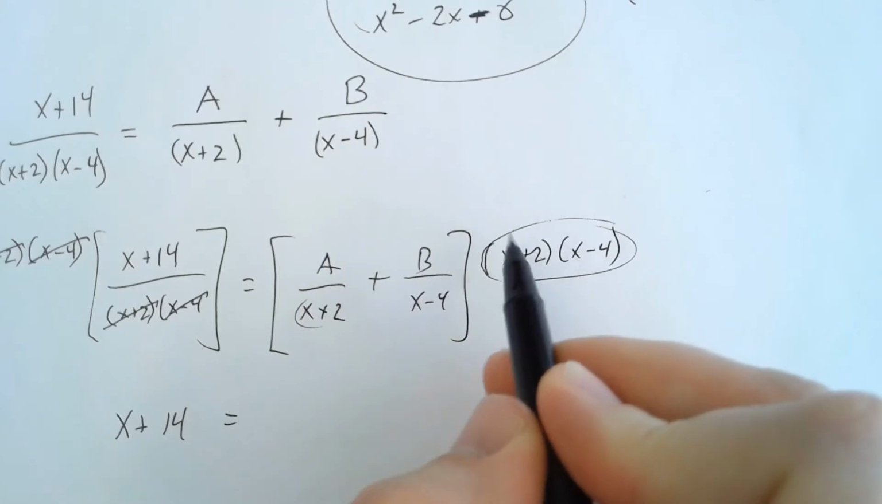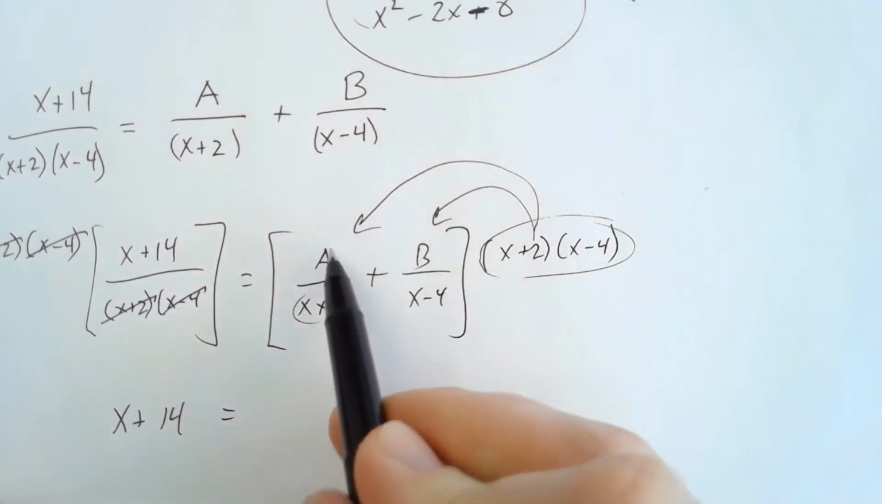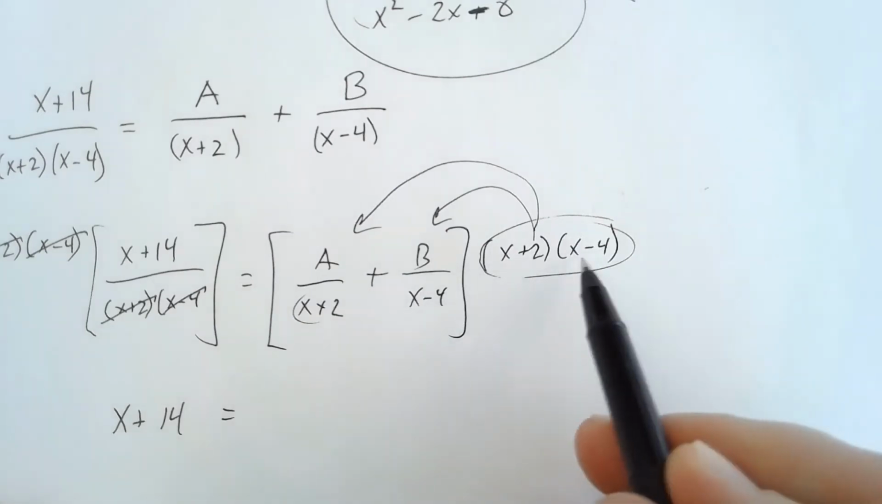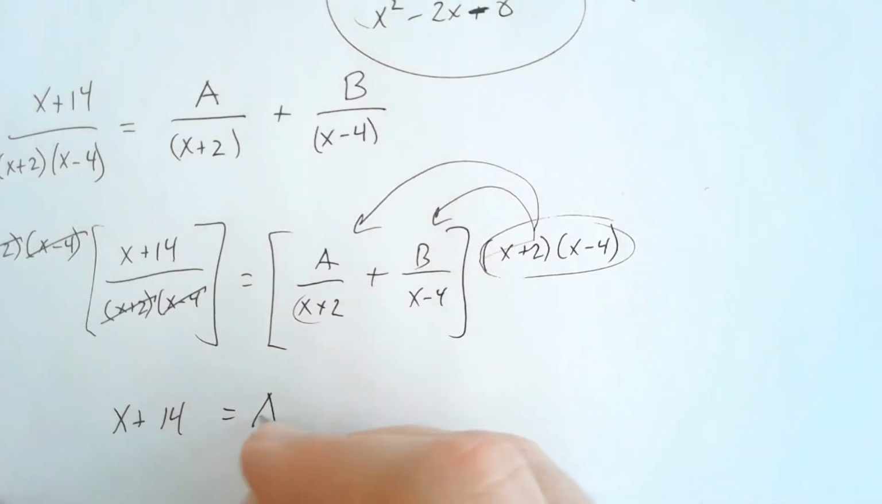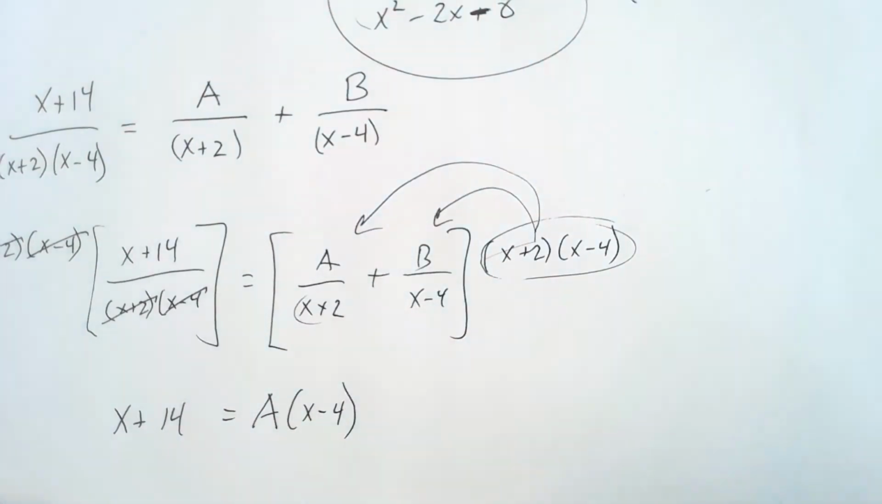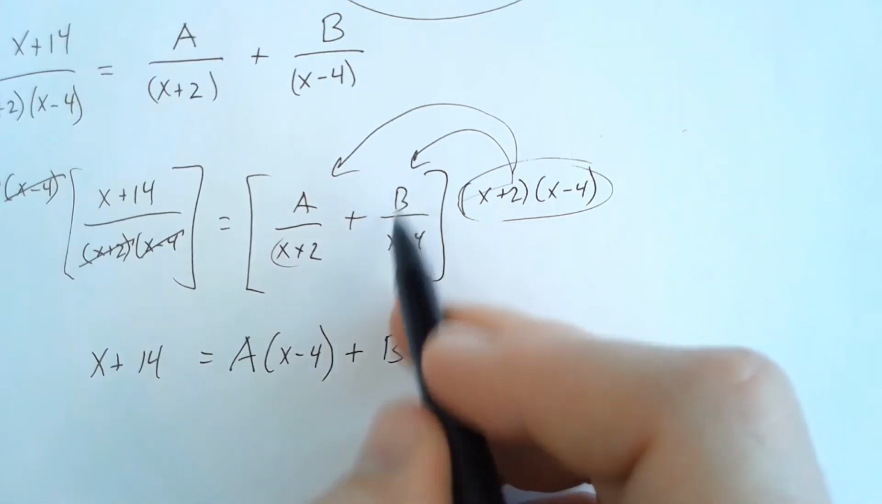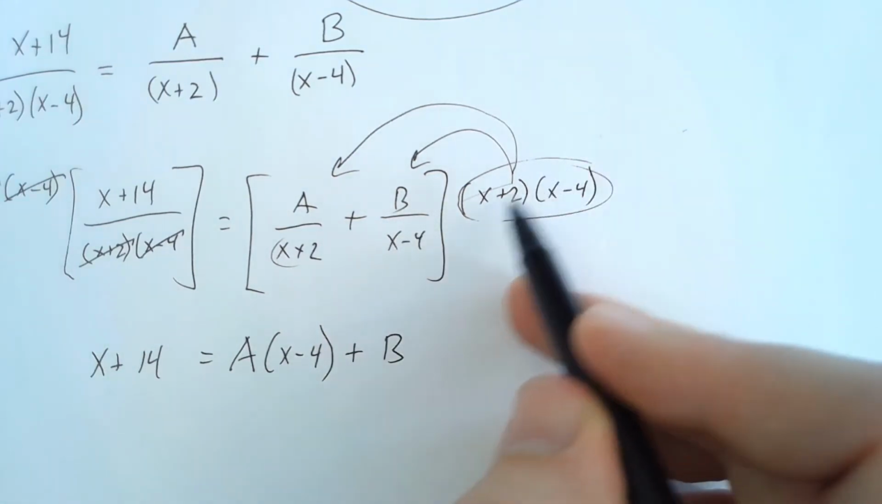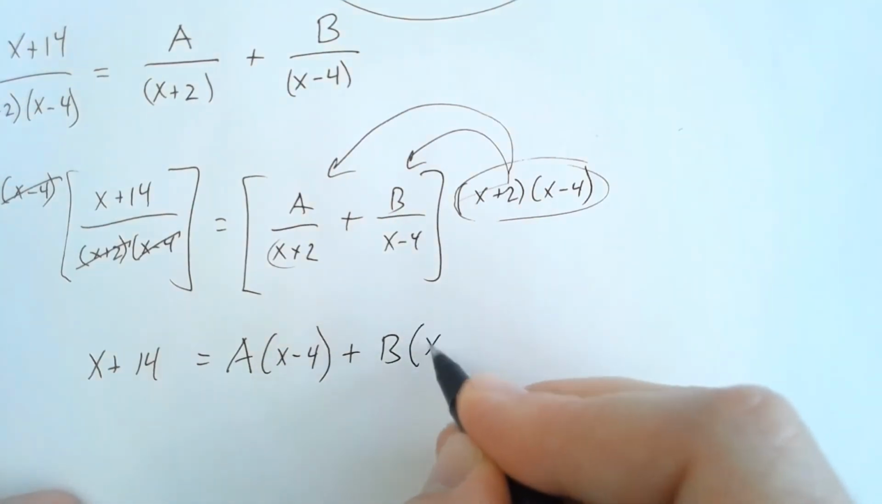But this thing has to be distributed to both this term and this term. So when I multiply the a over x plus 2 times both of these pieces, the x plus 2's cancel out, but I'm still left with the x minus 4. So it's a times x minus 4. The next piece is plus b, and again, the b is going to be left over, but when I multiply this thing by this thing, the x plus 2 is going to remain because the x minus 4 on top and on bottom are going to cancel. So I'm left with this.